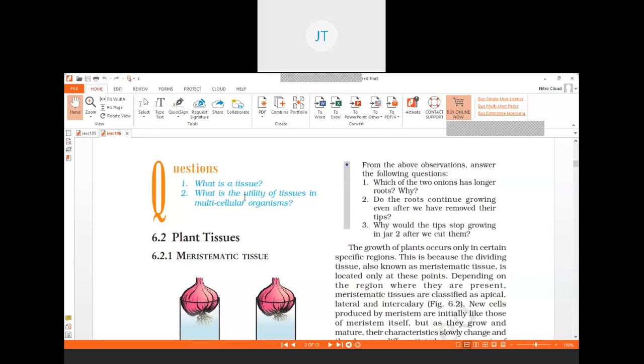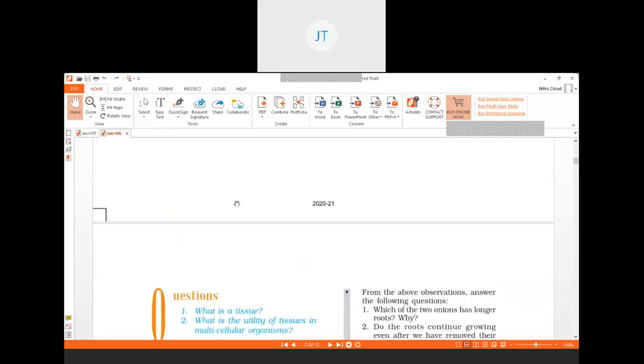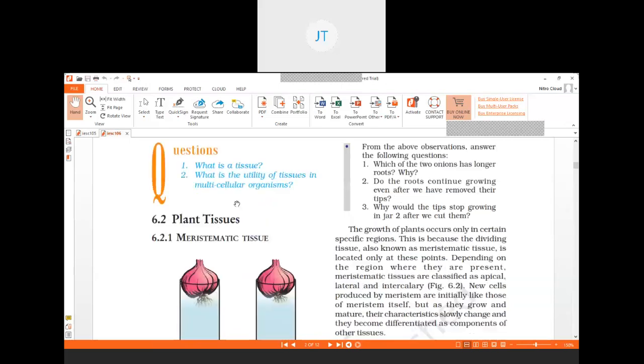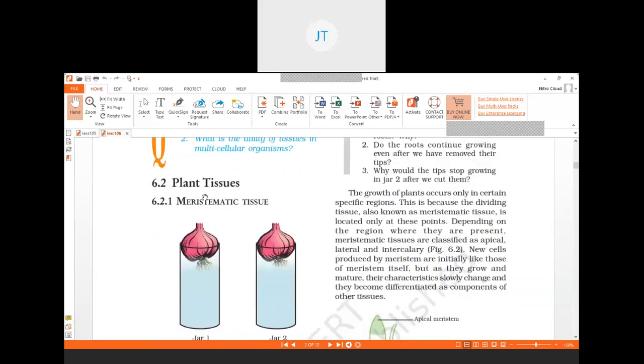I am sending you that answer photo also on your WhatsApp. So we stop here. Whenever we meet next, we will start from plant tissue.